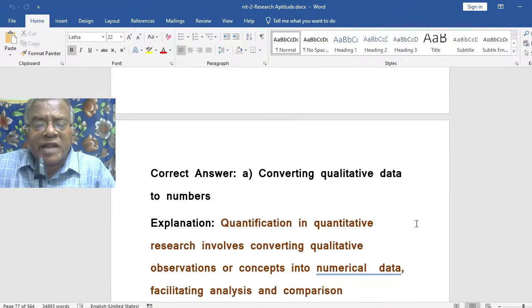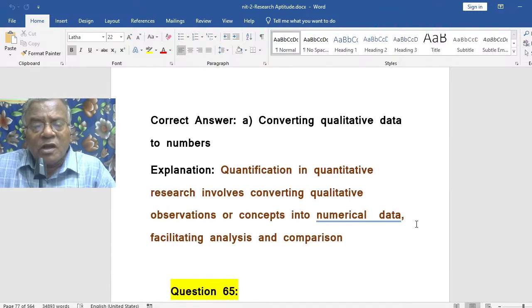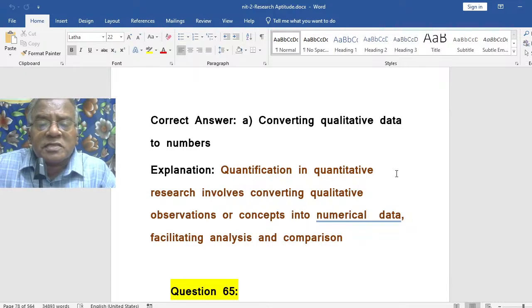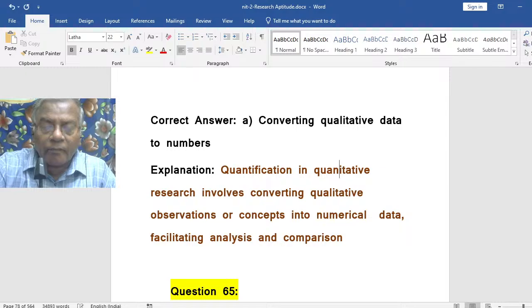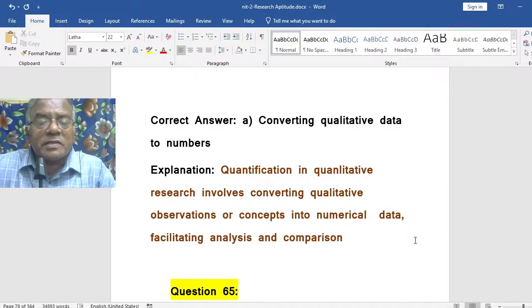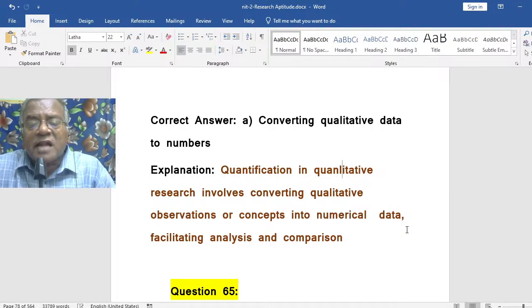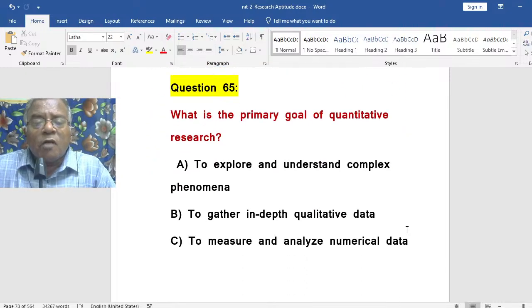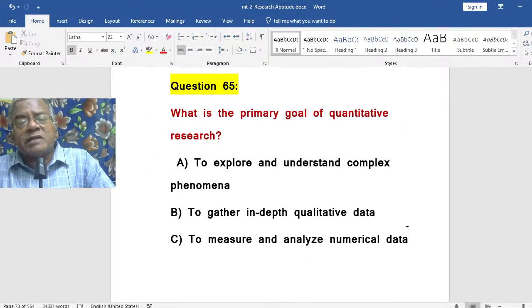Converting qualitative data into numbers. That is the idea. Quantification in qualitative research involves converting qualitative observations or concepts into numerical data, facilitating analysis and comparison. That is the purpose. What is the primary goal of quantitative research?